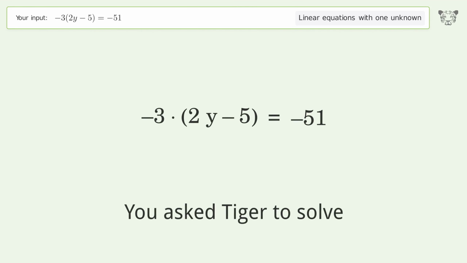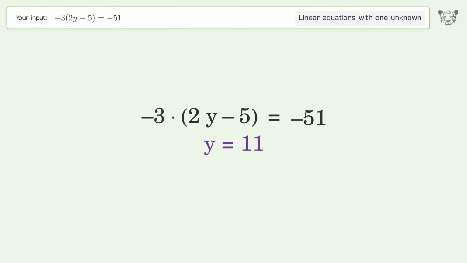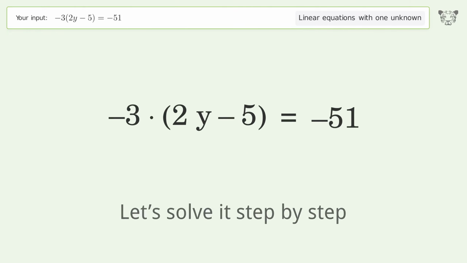You ask Tiger to solve this. It deals with linear equations with one unknown. The final result is y equals 11. Let's solve it step by step.